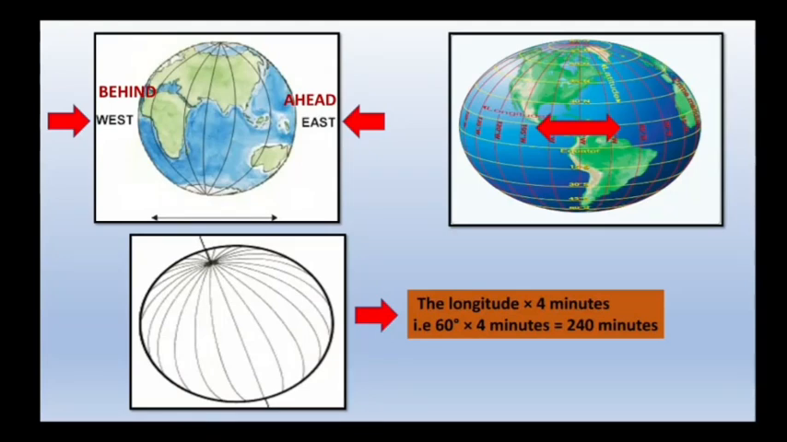So children, with this we learned that longitudes to the east of any longitude are ahead in time, while those lying in the west are behind. As the distance between two longitudes increases, their local time also starts differing. So, if we multiply the difference between longitudes in degrees by 4 minutes, that is 60 degree into 4 minutes, that becomes 240 minutes. Then we can calculate the difference in local time.